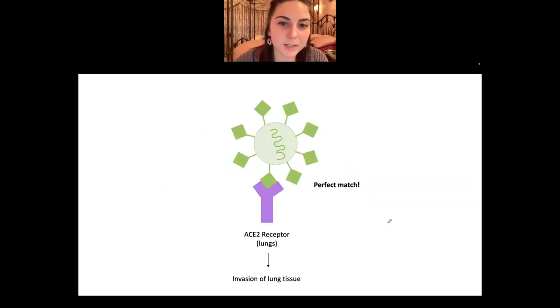When COVID binds to it, it is a perfect match. Look how beautiful that is. So now it's able to bind, and now it's able to enter our cells. And that's how it replicates, that's how it survives, and so forth.